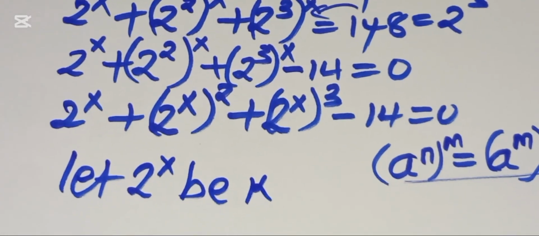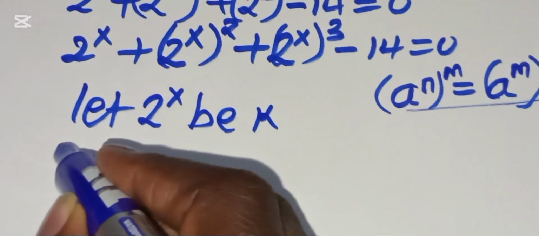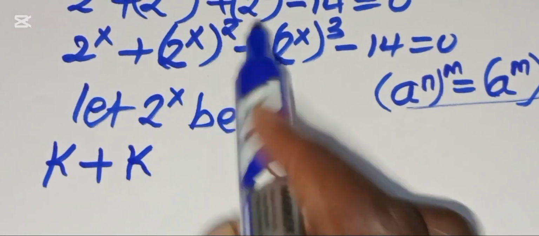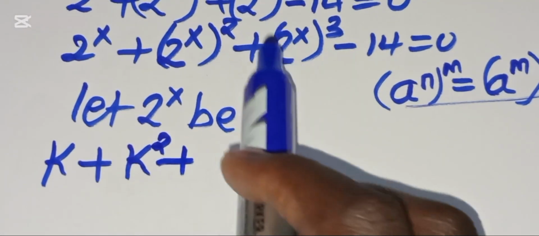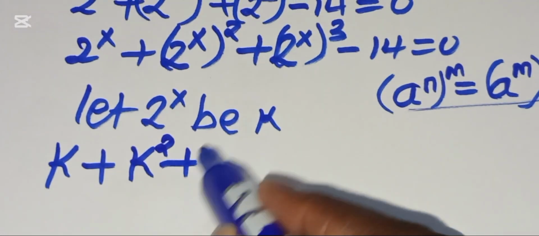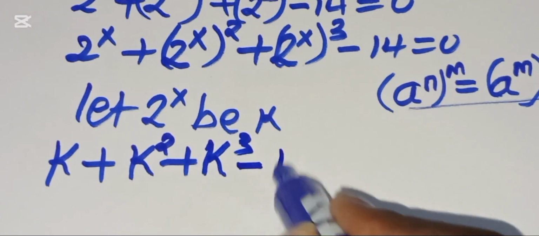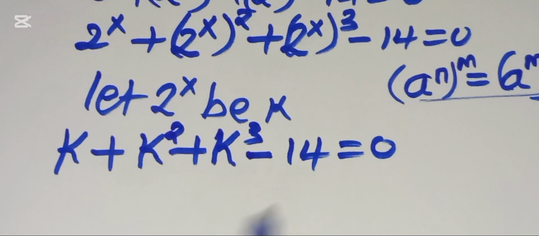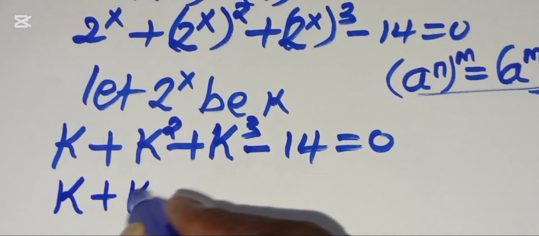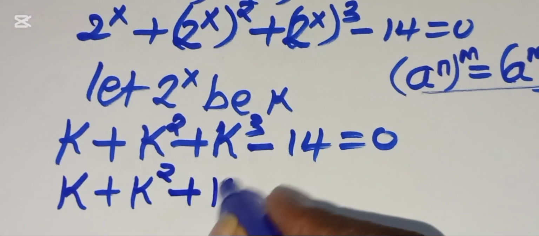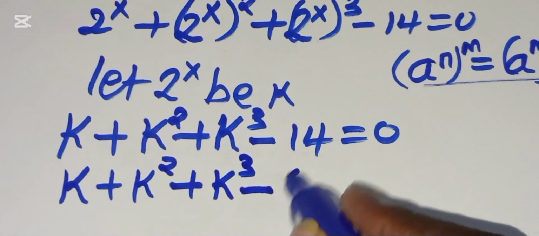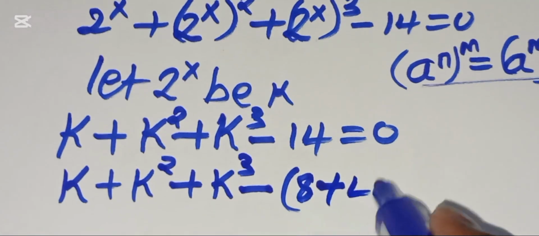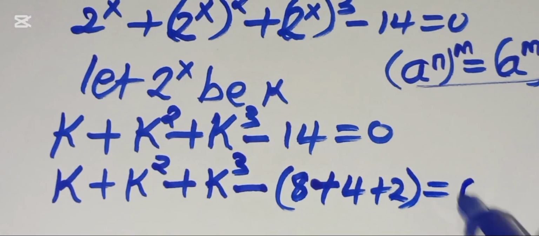Okay, now so that we're going to have k plus k raised to power 2 plus k raised to power 3 subtract 14. This is equal to 0. Okay, now from here we'll have k plus k raised to power 2 plus k raised to power 3 subtract 14. 14 can be expressed as 8 plus 4 plus 2. This is equal to 0.